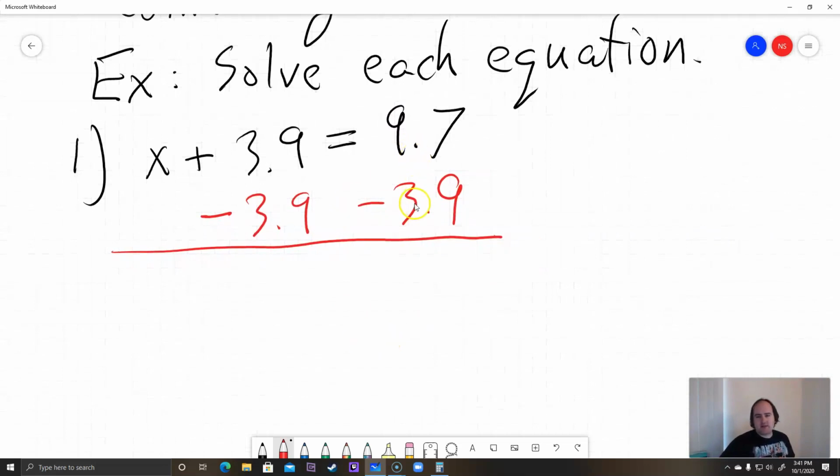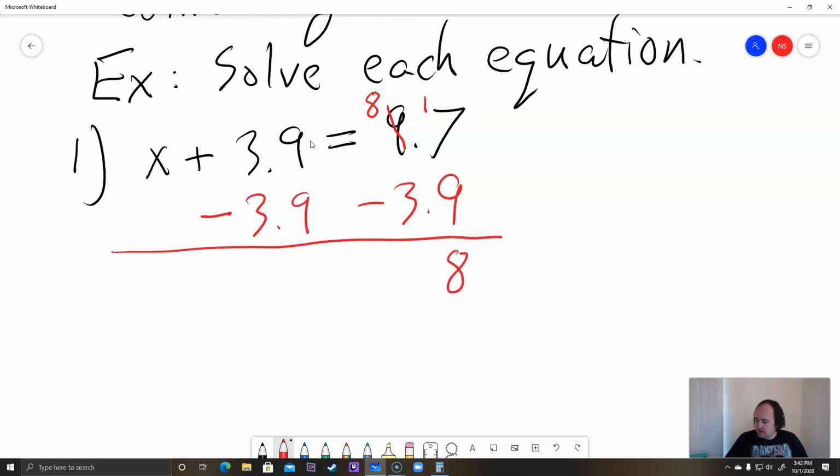For 9.7 minus 3.9, this one's easy enough that you don't even really need a calculator, but you can use one if you want. Remember with decimals, when you're adding or subtracting, you just line up the decimal point. Since 7 is smaller than 9, we have to borrow from this 9. It becomes an 8, and then we get 17 minus 9, which is 8.